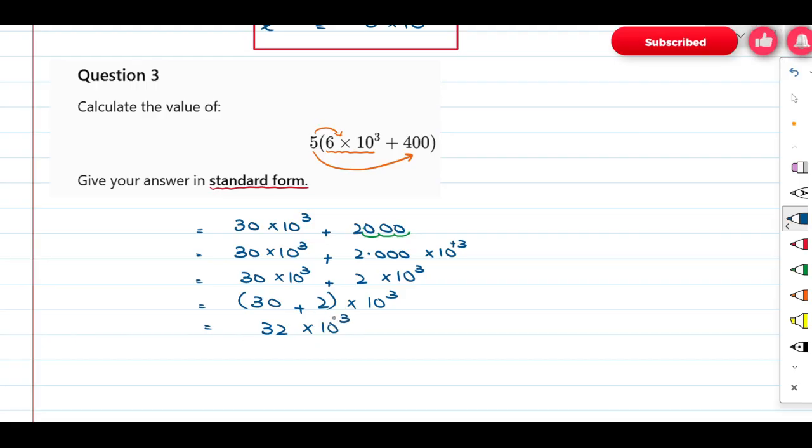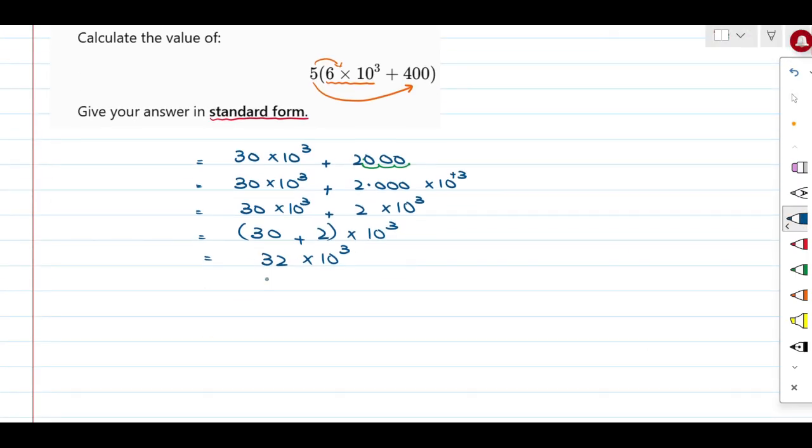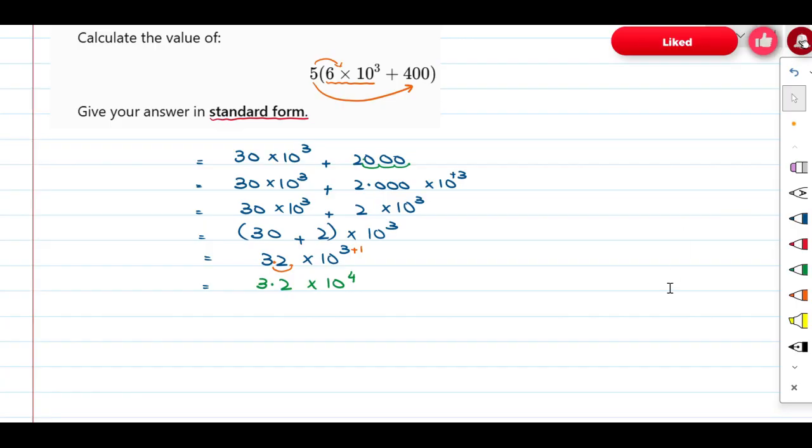But this is not in standard form. This is an integer, but 32 does not lie in the range of 1 to 10. This number must lie in the range of 1 to 10. So what we're going to do is place the decimal point at the end of the number and move the decimal 1 unit to the left. When we are moving to the left, we add 1. So the simplified answer is 3.2 multiplied by 10 to the power 4. So now the answer is in standard form, right?